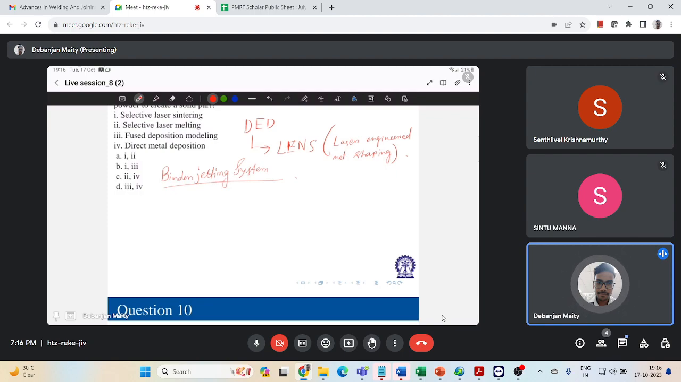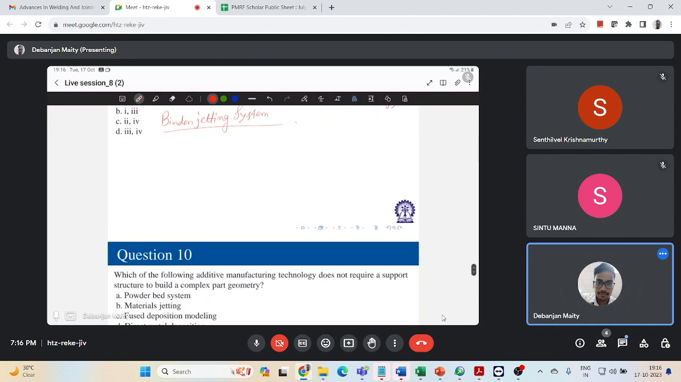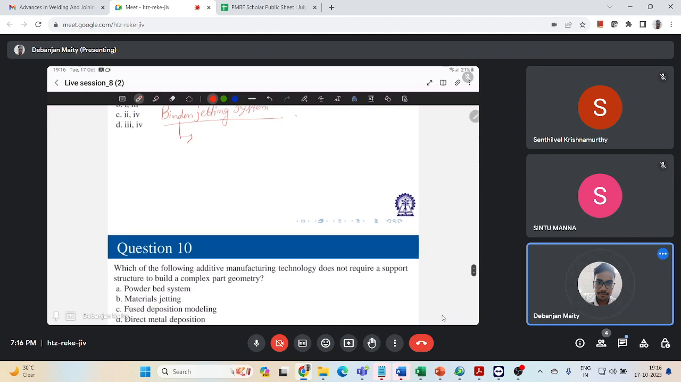Now, one of the main drawbacks of binder jetting is the relatively low density. The process is able to produce only relatively low dense products.